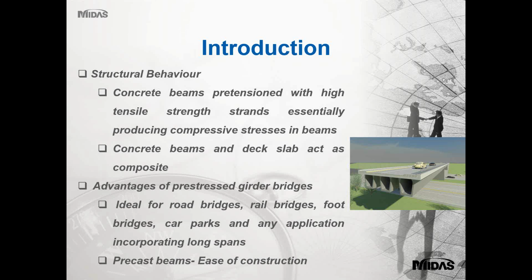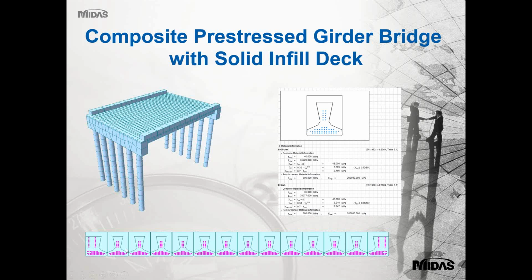Okay, so let's look at the first example, composite pre-stressed girder bridge with solid infill deck. We will be taking an integral bridge with a single span, and we have TY8 type precast beams with solid infill slab. And we have got edge beams as well, TYE or TY edge beams. So let's see how to model this in the software.